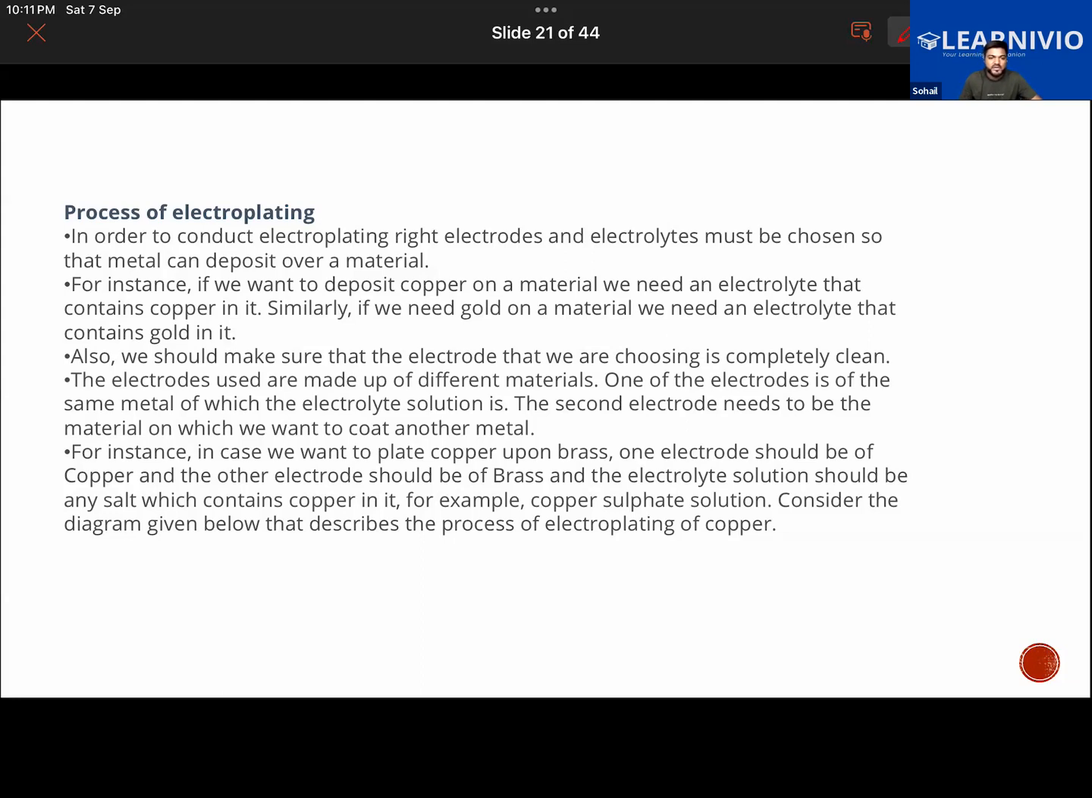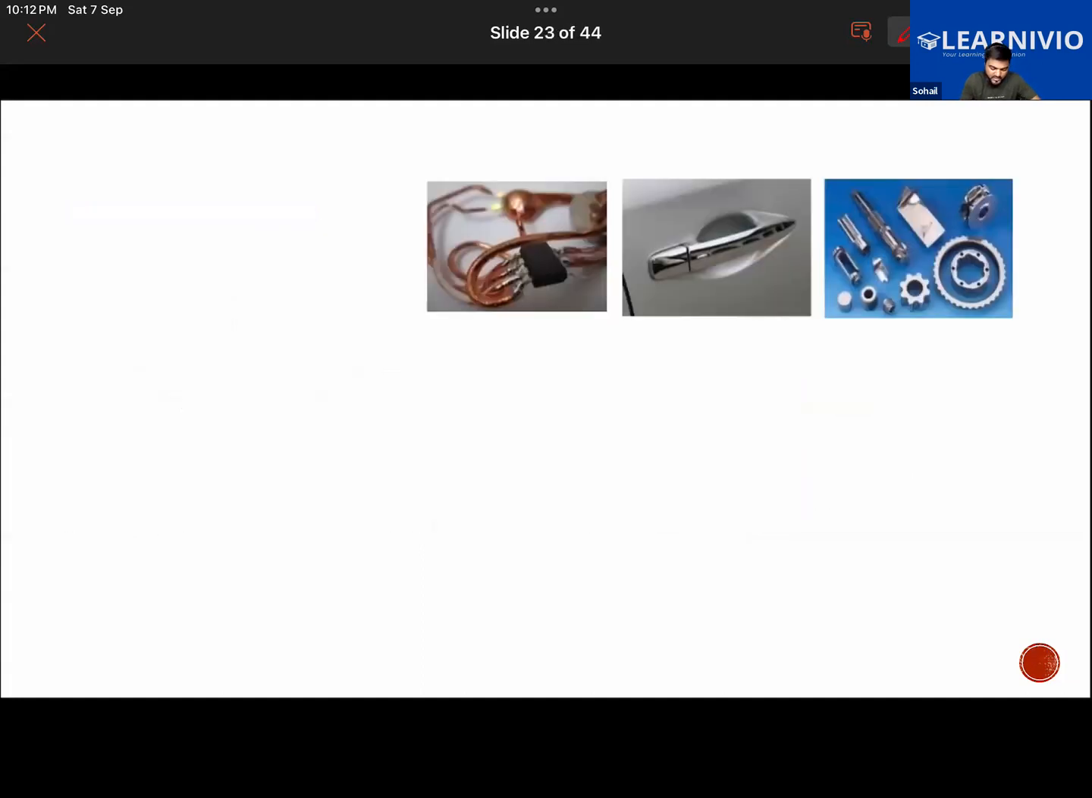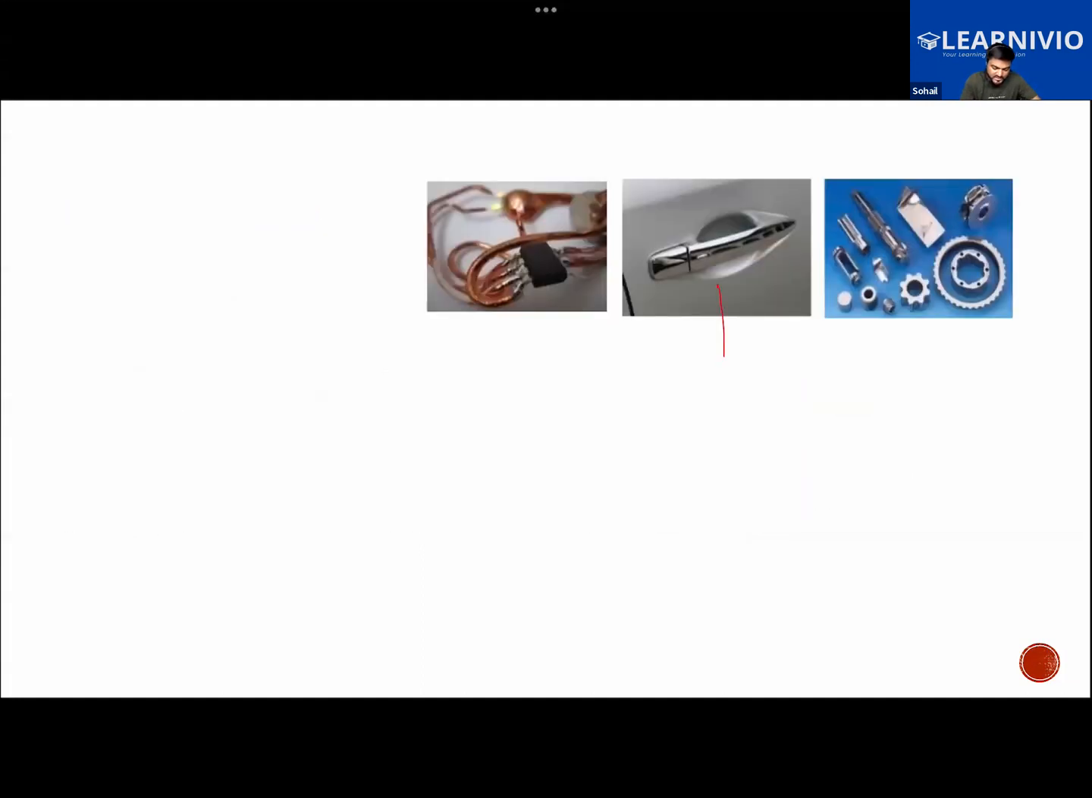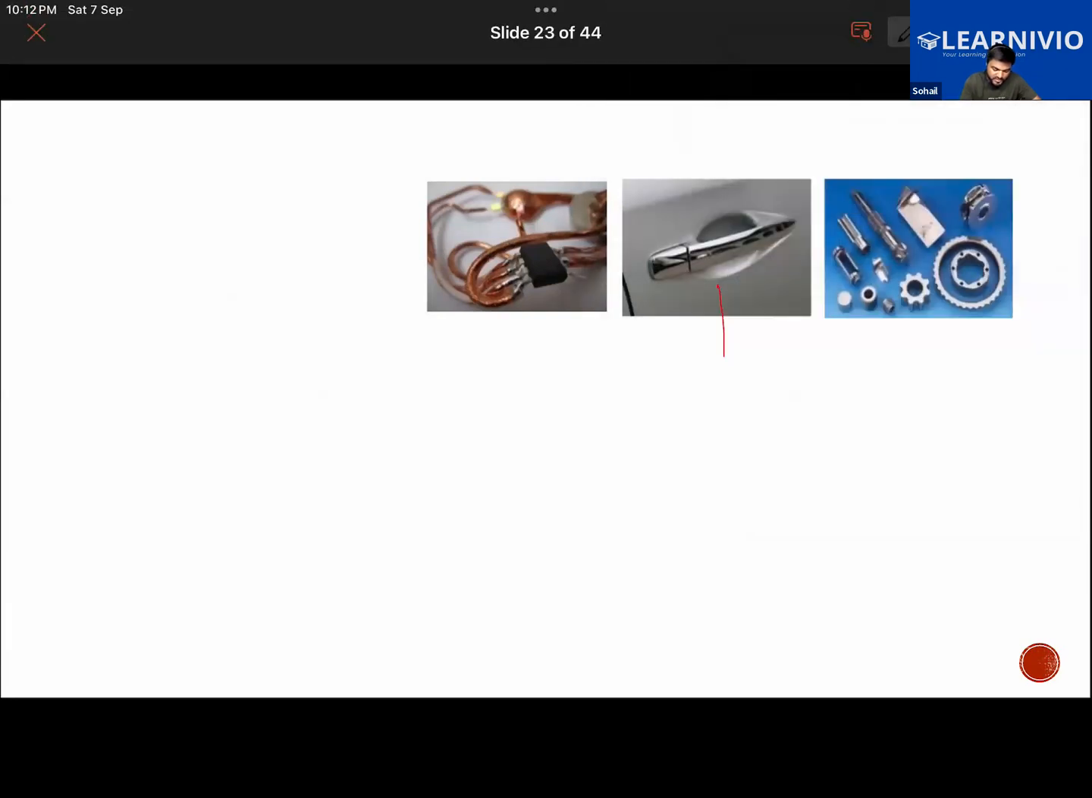So many metallic objects are electroplated. Like you have some metal objects which are usually electroplated with chromium, like the one that you see over here. This is the car door handle, and it has been electroplated with chromium. And chromium is very lustrous, a very shiny metal. Okay. Then you have tin cans also, where over the iron we apply a coating of tin.